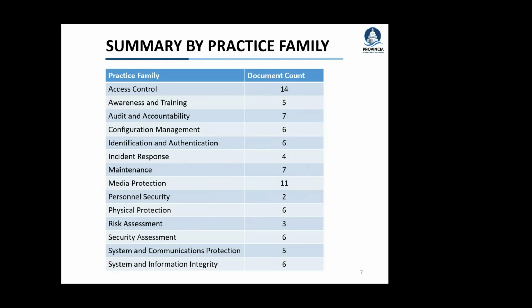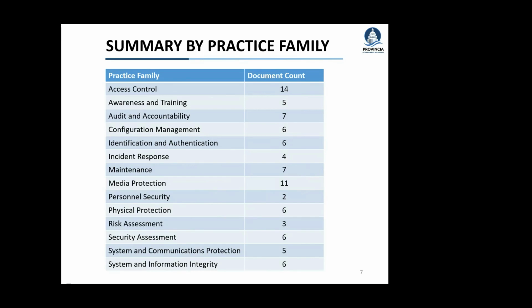Now, the good thing about this is that for many of these practice families, the same document can be used multiple times. It can be reused in different families. For example, access control. Access control has 14 documents that we count. But out of those 14 documents, most of those documents can be used, again, for similar families like identification and authentication and audit and accountability. So you're not really creating this total number of documents for everything. The documentation, again, can be reused across different families.